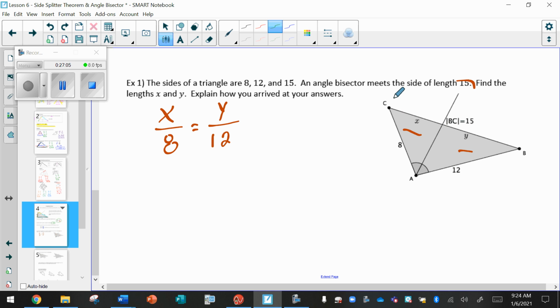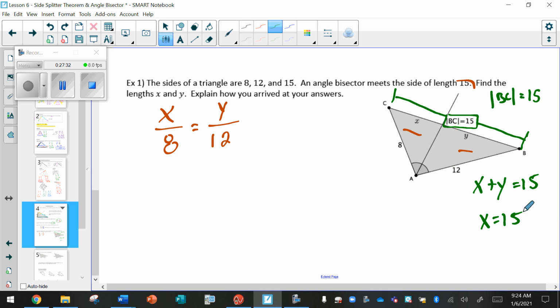Because this notation here is telling us that the full length of BC is 15. So the absolute value bars around two letters is telling you that the full length of that segment, regardless of which direction you count from, is a length of 15. That means that x plus y, those two pieces, add up to be that full length of 15. So that means if I subtract y from both sides, x is the same thing as 15 minus y.